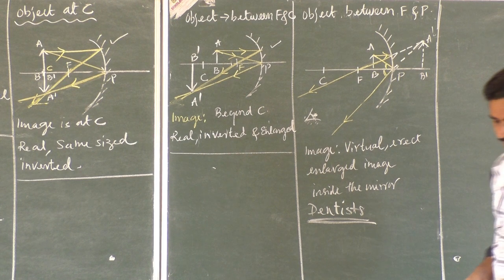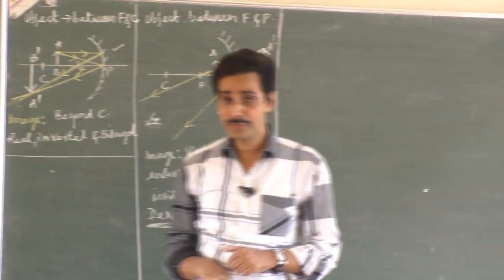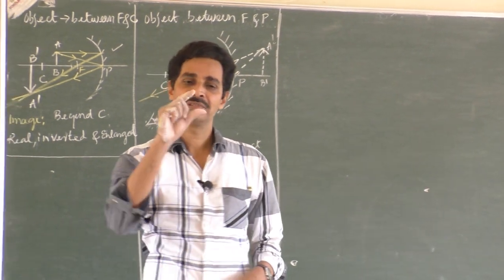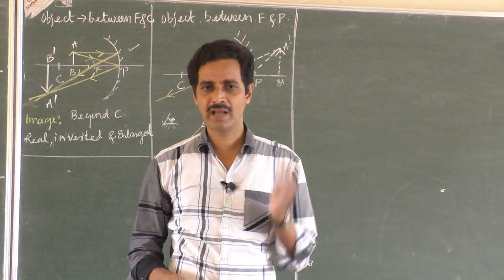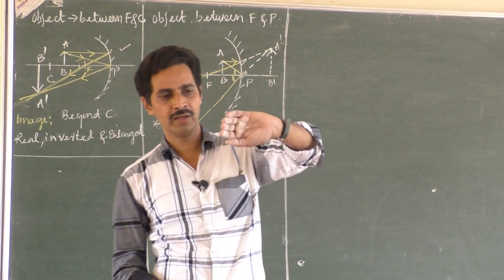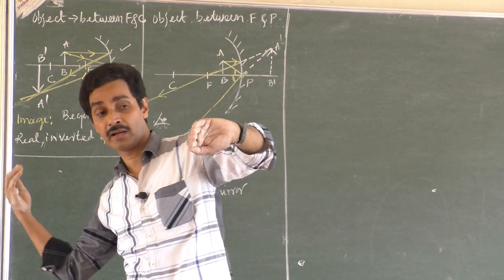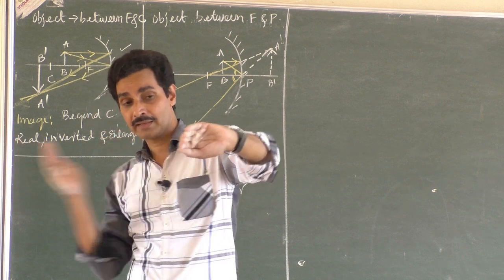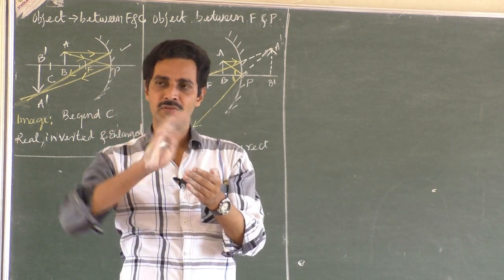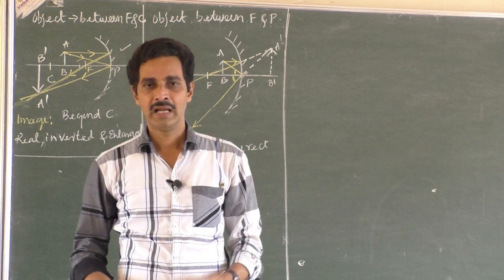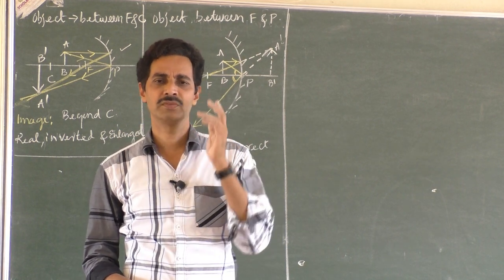Convex mirror is a special type of mirror. It also forms a virtual image, but it forms a diminished image. Best example, rear view mirror. Go to any vehicle, see the driver's mirror used by the driver to view the rear objects which are coming from the backside. That mirror is bulged from outside, from where it reflects, and it always forms a diminished virtual image.